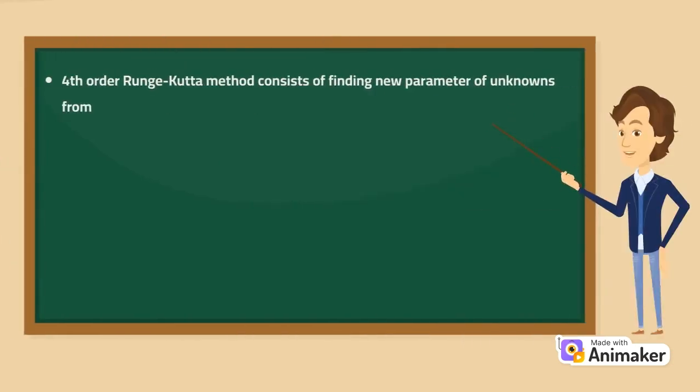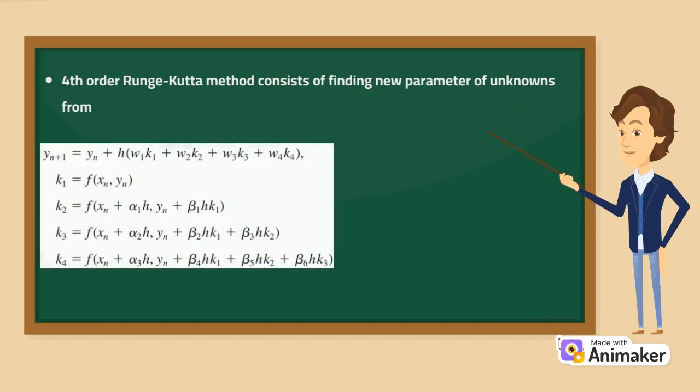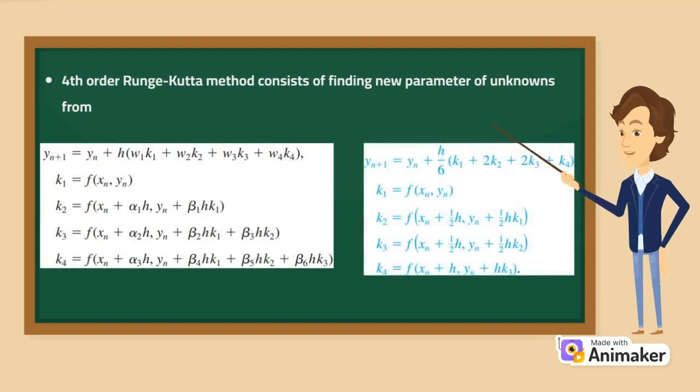For the fourth order, the same application is applied as in the second-order Runge-Kutta. The fourth-order method consists of new parameters of unknowns as below. Then, we find all unknown values to get the complete formula of the fourth order. This is the formula of the fourth-order Runge-Kutta method.